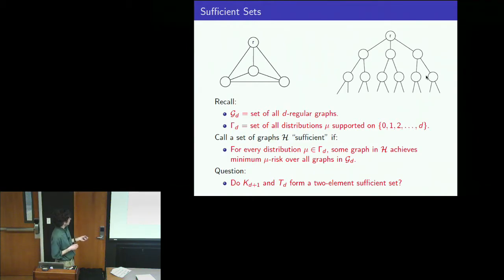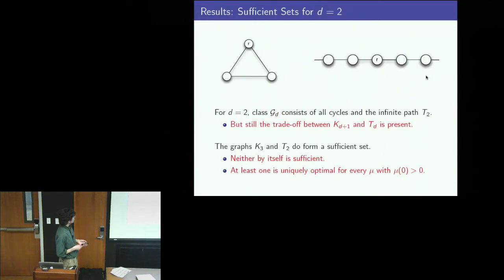Okay, so here's a second question. Do the clique and the tree form a two-element sufficient set for this threshold contagion model? Right? Is this it? Is it all about you should either be maximally clustered and avoid other nodes, or you should be maximally diversified and never have correlated shocks anywhere in the graph? And those are the two things, right? Okay.